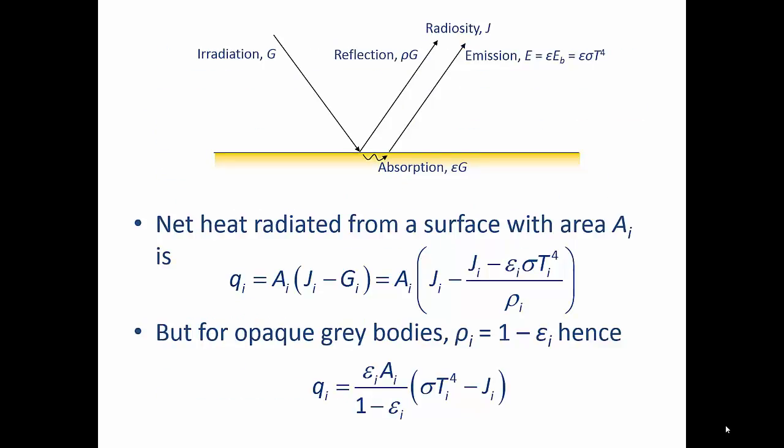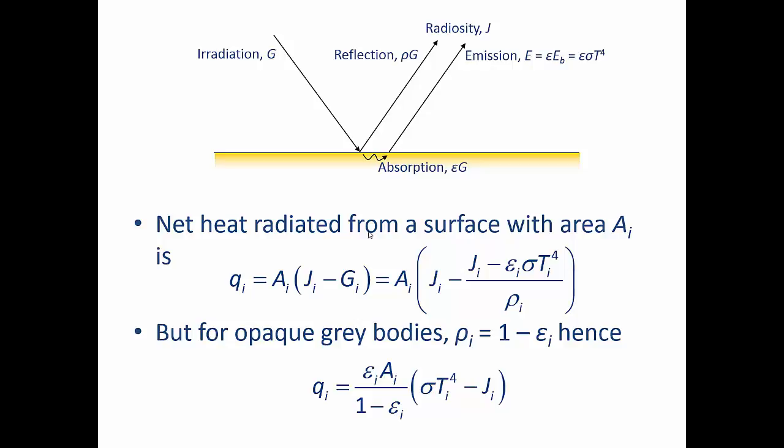In this particular case, for any surface, we'll have the irradiation G, the absorbed radiation, which will be epsilon G because we're treating it as a grey body, a reflected term, which will be rho G, and an emitted term, which will be given by the emissivity times the black body term, and those together will add up to give you the radiosity. So if we then consider the net heat radiated from a surface with area Ai, it will simply be given by that surface Ai times Ji, the radiosity, minus Gi, the irradiation, and the subscript i in each case is indicating the fact that we're dealing with surface i.